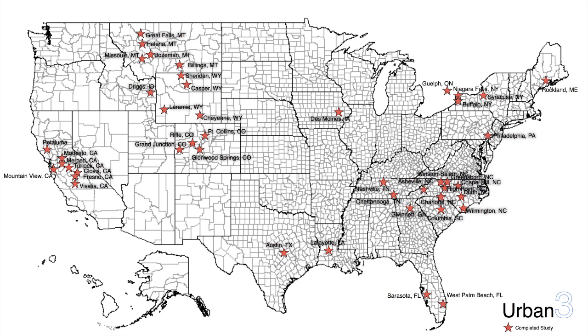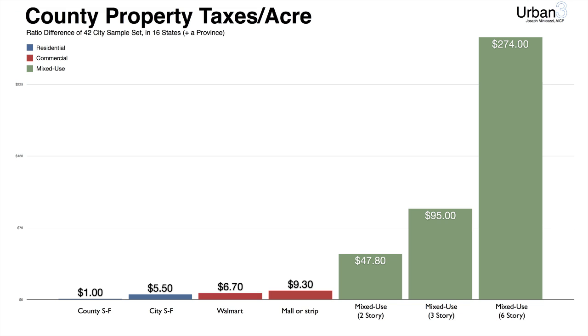So we've done this all across the country. We've done this in Canada, New Zealand. And it's a really simple pattern that we see. For every $1 of county taxes somebody out in the county pays to the county, a city resident's paying about $5.50 to the county. The Walmart's about $6, $7. The mall's about $9. As soon as you get to a 2-story building, it pumps up.